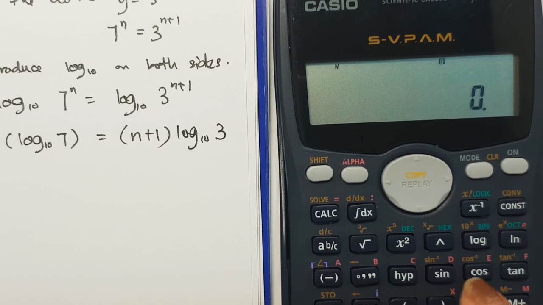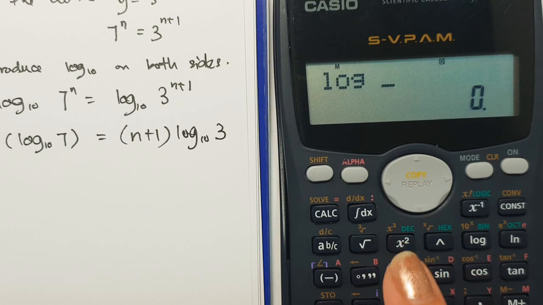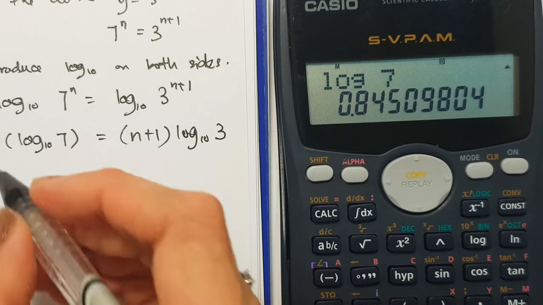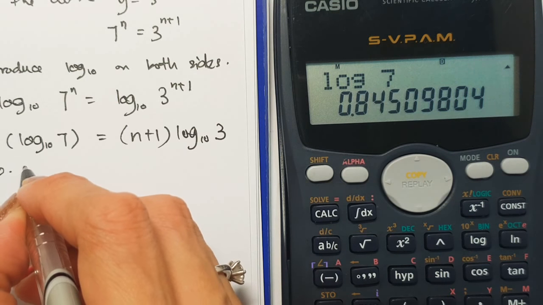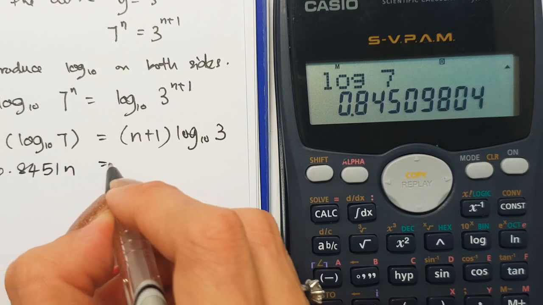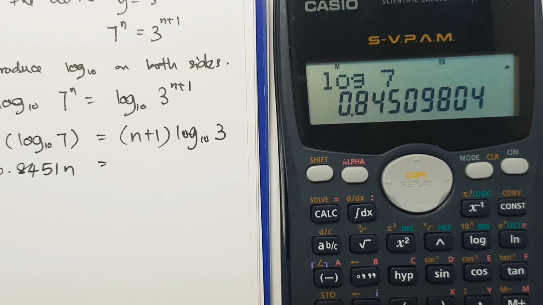The log function in the calculator is log base 10. So log base 10 of 7 is 0.8451. We round off to 4 decimal places. Cannot be less than that, cannot be 3 decimal places or 2 decimal places. Always go by 4 decimal places.